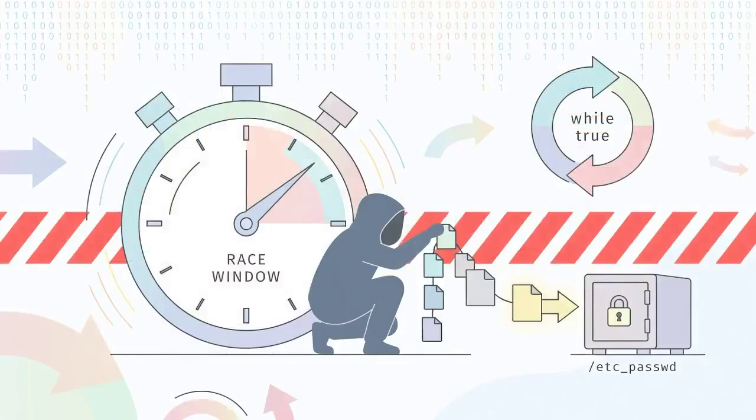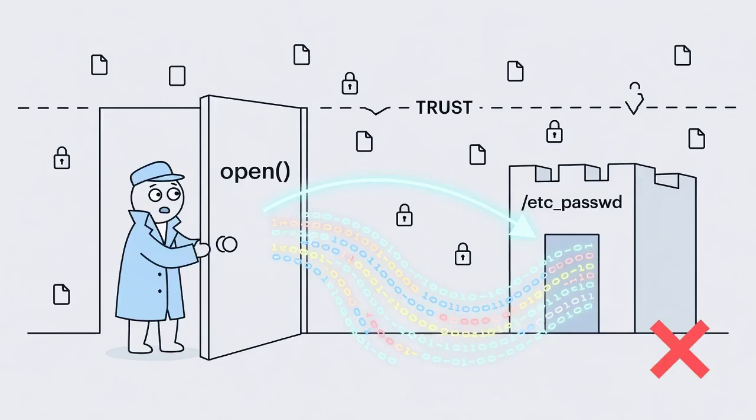An attacker runs a loop in the background, constantly deleting the legitimate file, and replacing it with a symlink aimed at something sensitive like /etc/passwd or /root/.ssh/authorized_keys. All it takes is winning that millisecond race. The use phase is where the damage lands.